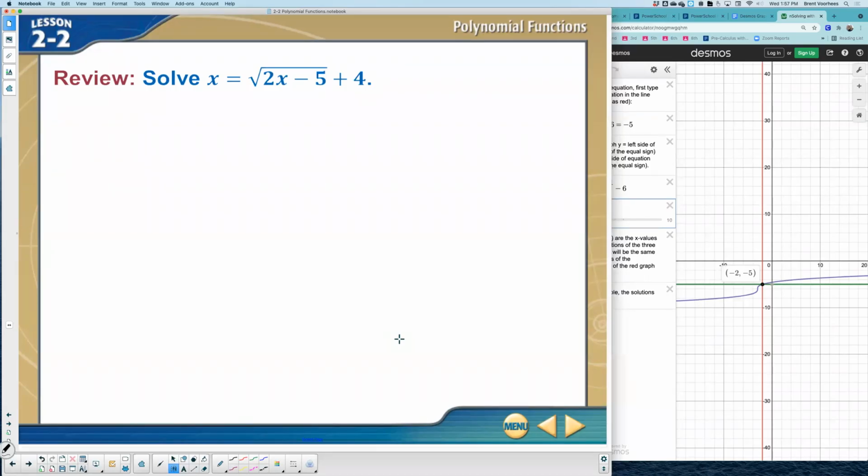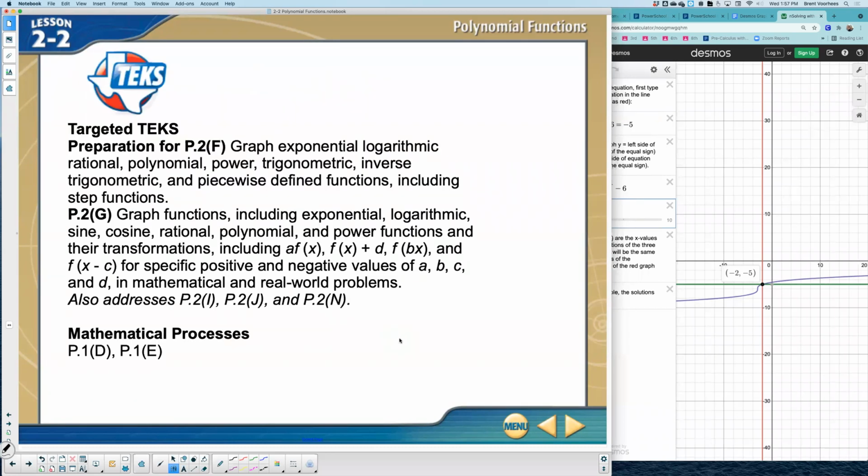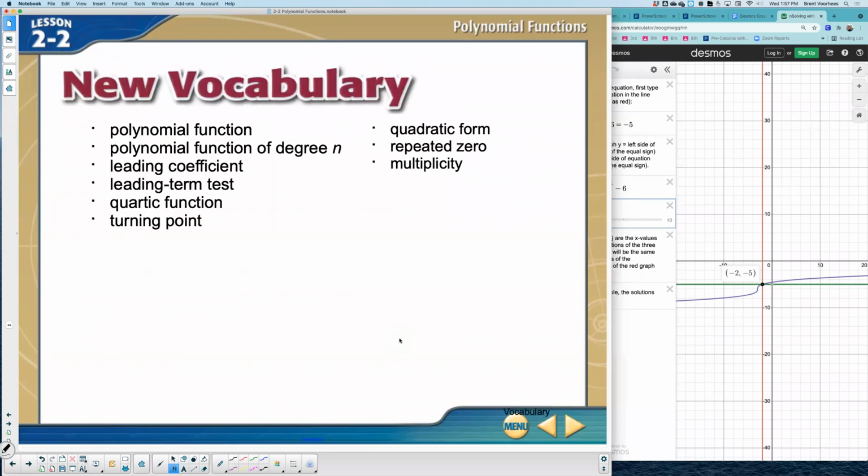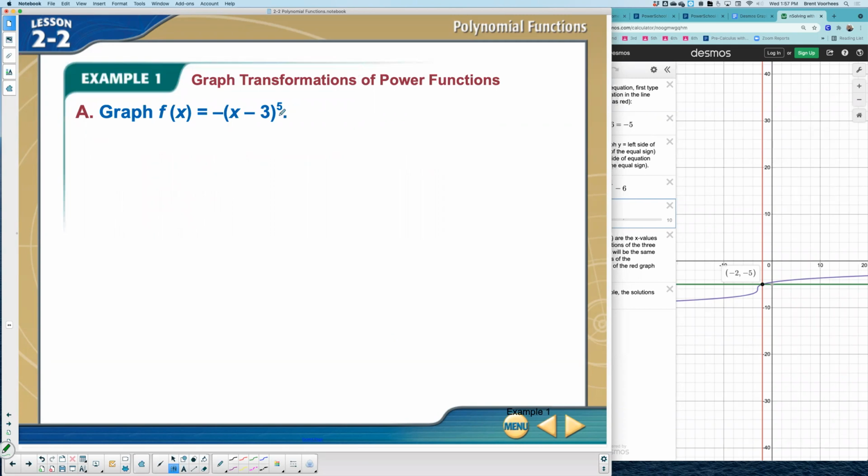All right, so now I'm going to move on and start 2-2. So with 2-2, what we're moving into is we're going to look at polynomials. So tell me, what does the word polynomial mean? More than one. We're going to look at terms that are more than one. Quick, high level.